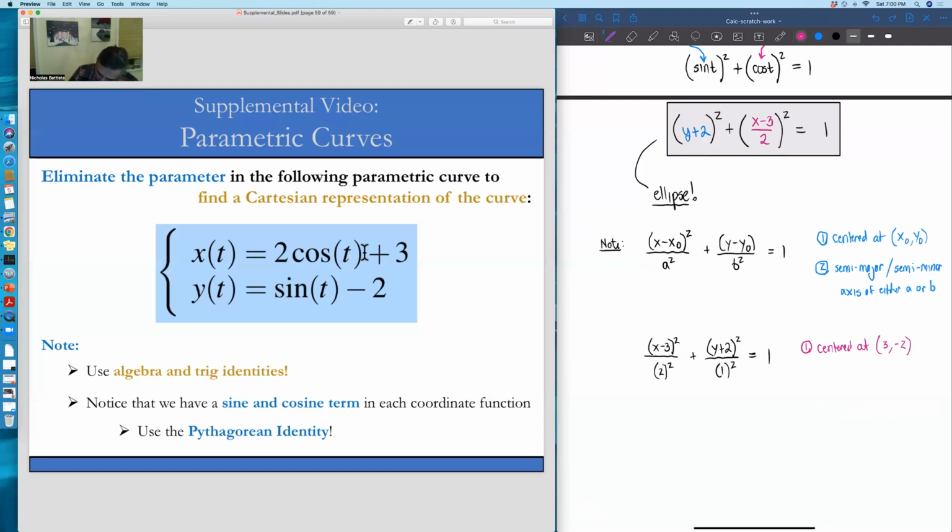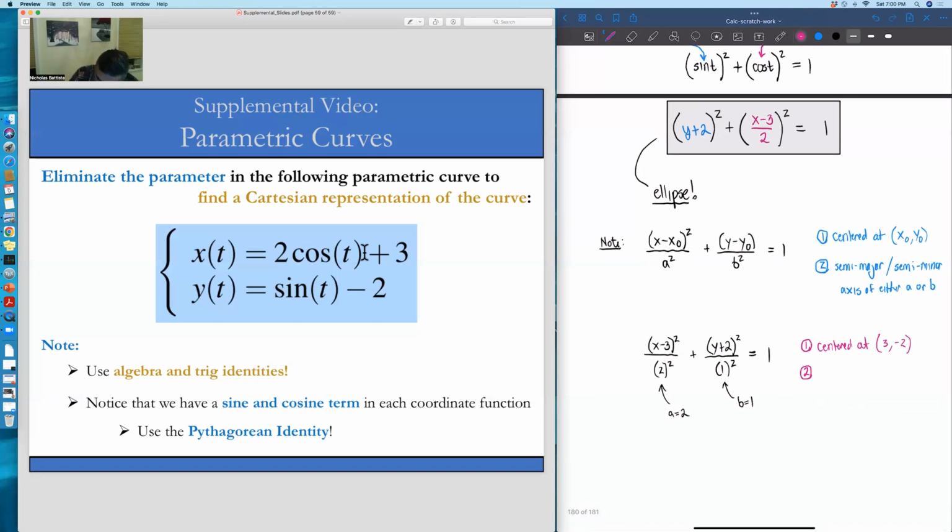The second thing that we can note is we know what a and b are. a is equal to 2, and b is equal to 1. So we have a semi-major axis of 2, because in this case, a is larger than b, and we have a semi-minor axis of 1. In this case, that semi-minor axis is b, associated with the y. So basically what we'll have is a more elongated ellipse horizontally than a tall ellipse vertically.